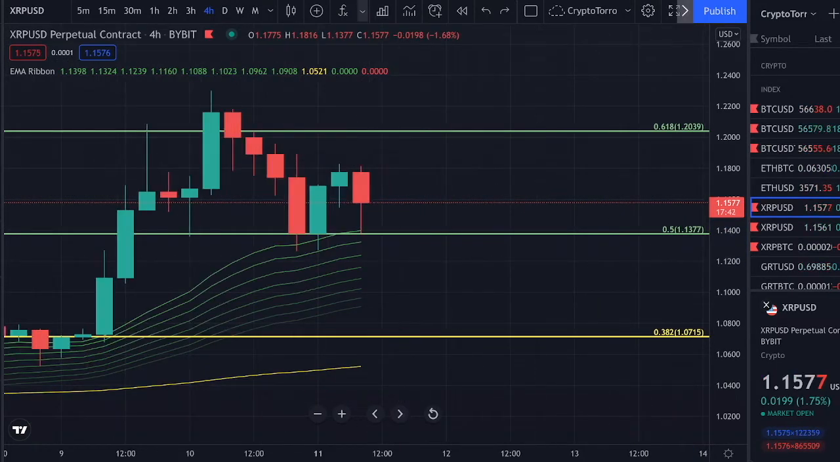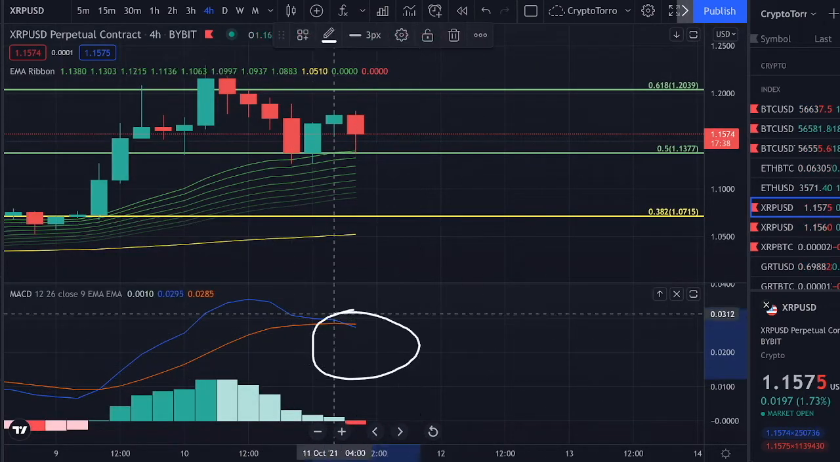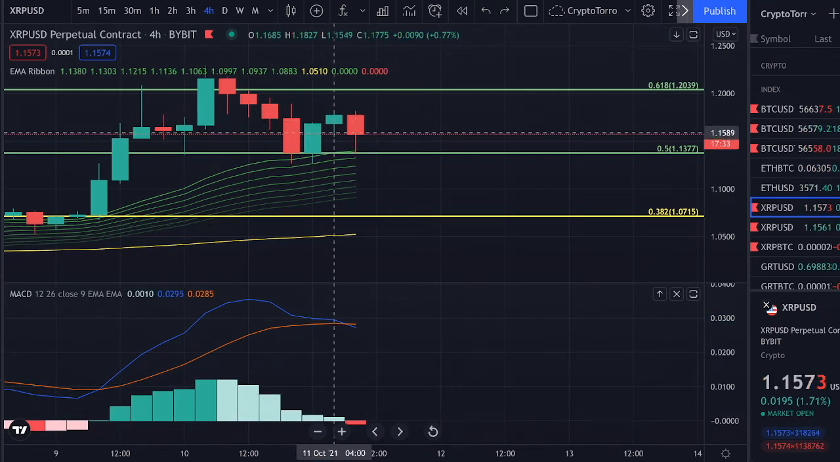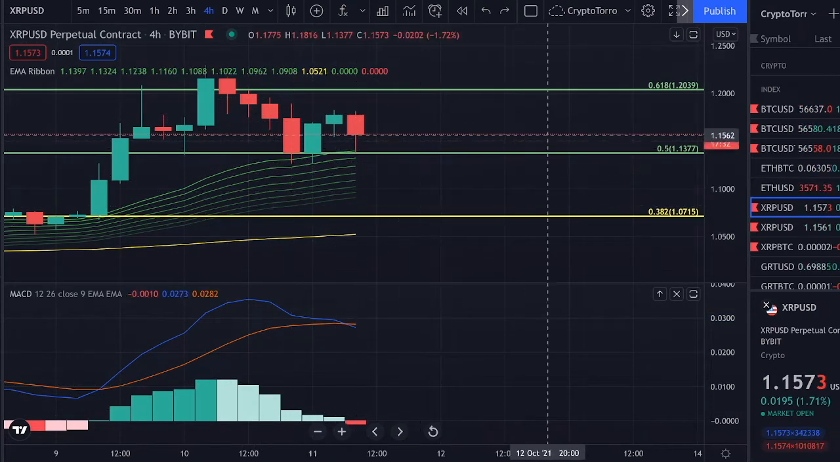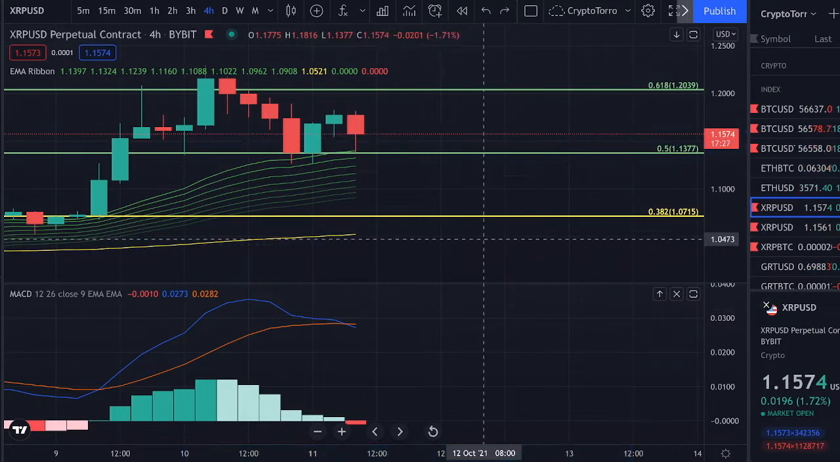Let's discuss a few indicators. If we take a look at the MACD, unfortunately, we experienced a crossover right now on the 4 hourly time frame. Therefore, it is likely that we are going to see more momentum towards the downside and that we are going to see a solid retest of this area at $1.13.